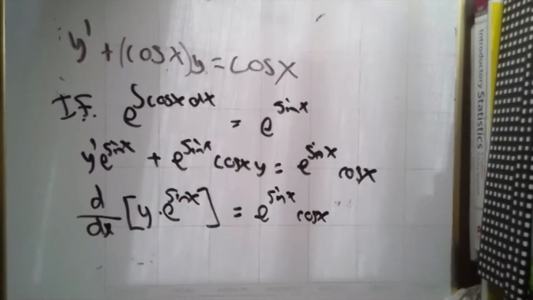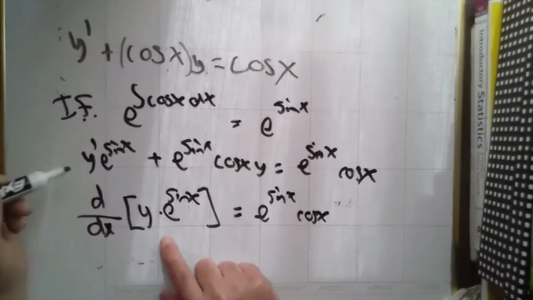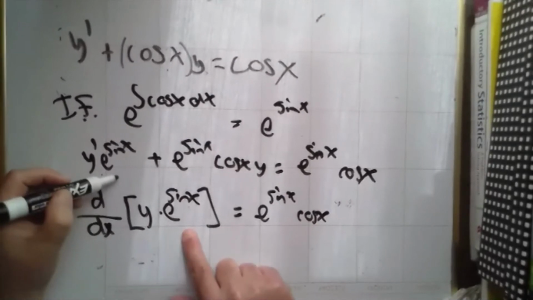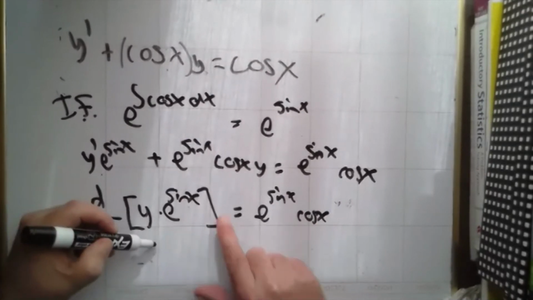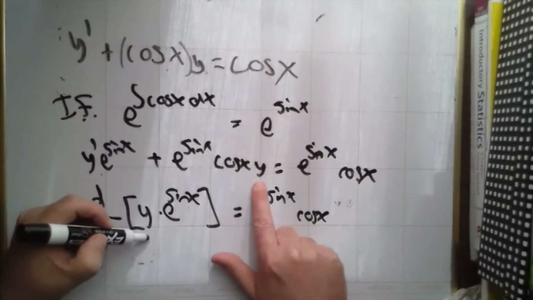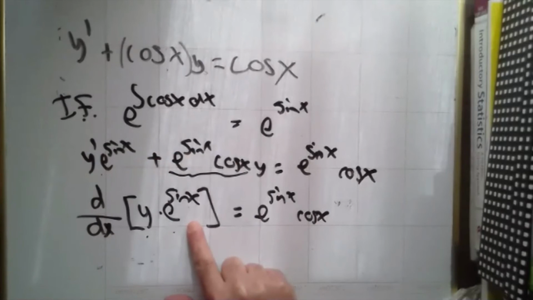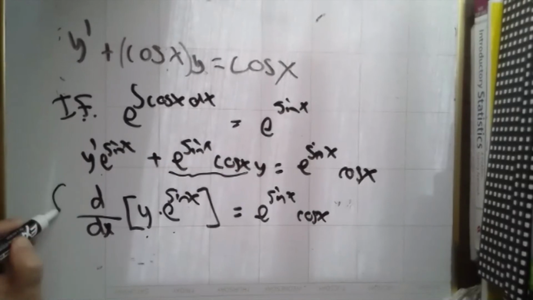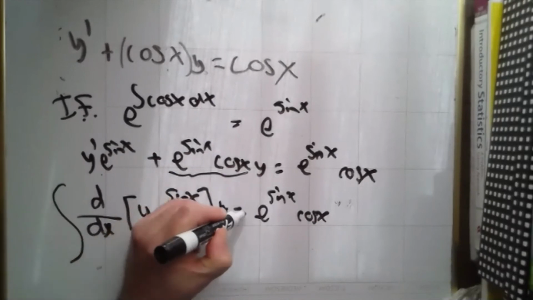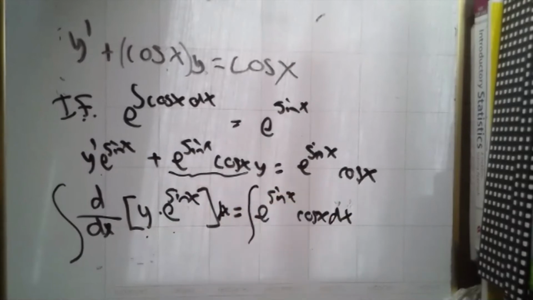So let's check and make sure that works. Product rule here, derivative of the first, leave the second alone. Leave the first alone, derivative of the second. There's the derivative of e to the sine of x. That's e to the sine of x cosine x. Okay, so it worked. We integrate both sides. Don't forget to put your little dx here on both sides.